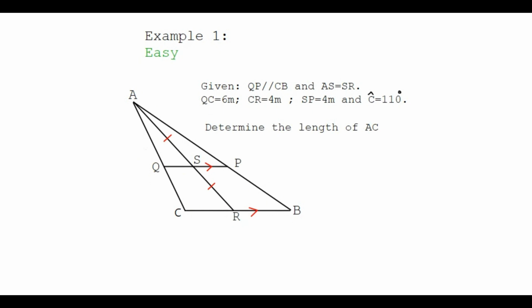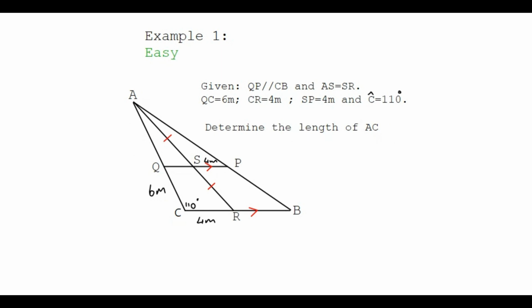QC is equal to 6. That's not written. So when things are not written on the sketch, please write them on, 6 meters. Alright, CR over here is equal to 4 meters. And then SP, this little side over here, is equal to 4 meters. Then they also say this is 110 degrees. And our first question says determine the length of AC. So they want the whole length of AC.